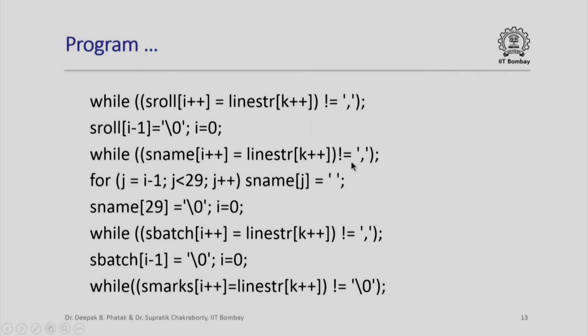So, what I do is, after encountering comma, I just put up another for loop which says for j equal to I minus 1, j less than 29, j plus plus, I simply insert blank spaces into sname. Sname 29 is set to \0, I is again reset to 0. I do the same thing with sbatch, and finally I do the same thing with smarks. Observe that I do not test for comma this time, but only for end of the line string.